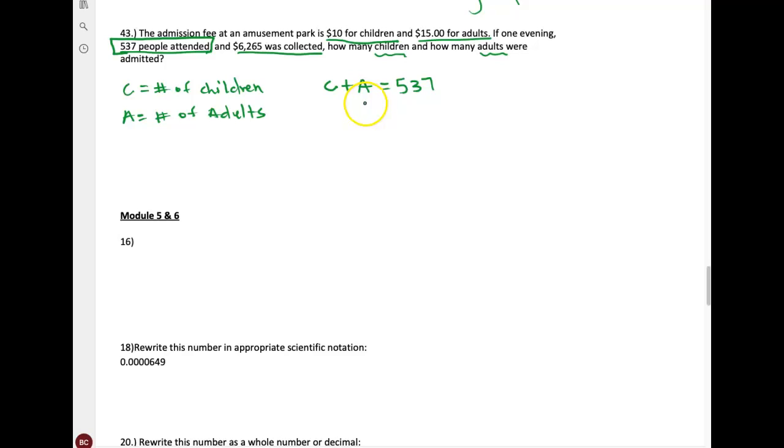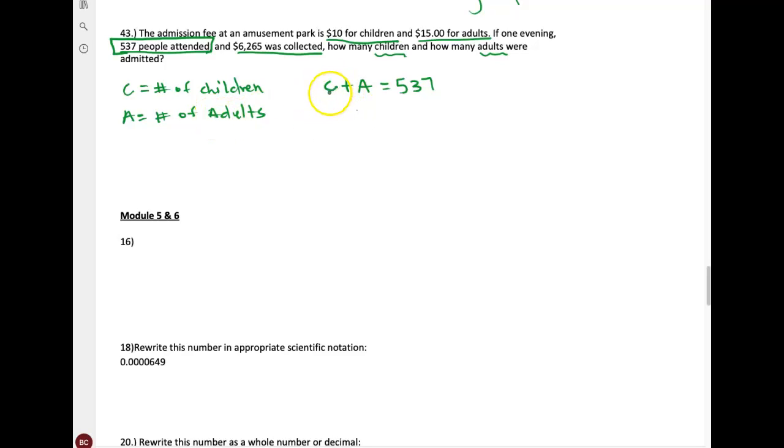Well, that would be a really crazy amusement park, maybe. But you see what I mean, right? Or you have 400 of one and 137 of the other. There's a lot of different combinations that you could come up with to get that 537. So we need the other equation to help us figure out how many children and how many adults there were.